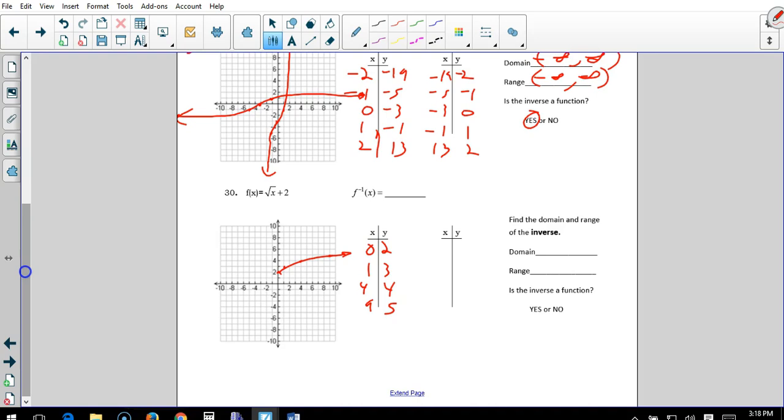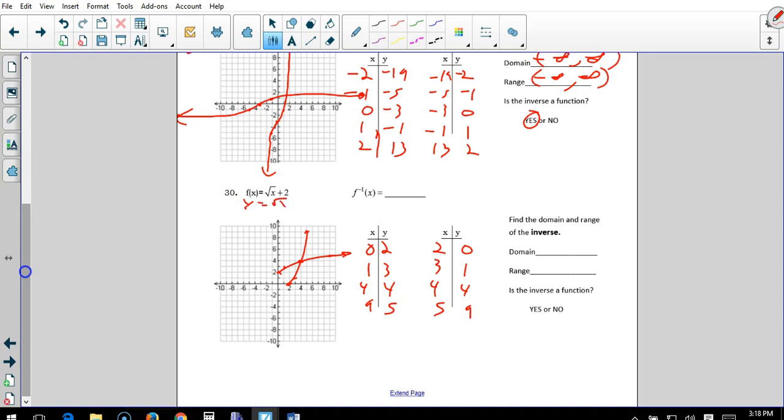And then we're just going to reverse those. 2, 0, 3, 1, 4, 4, and 5, 9. So 2, 0, 3, 1, 4, 4, and 5, 9. But something's wrong here. We know that the inverse of a square root is a quadratic. So let's see what it is.